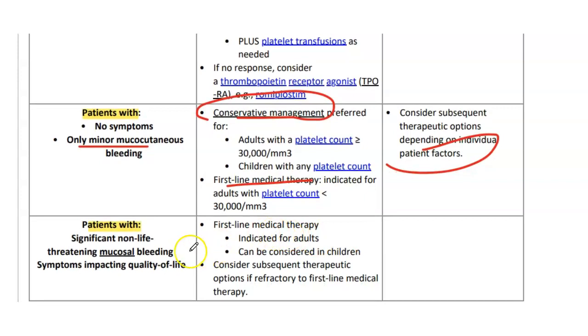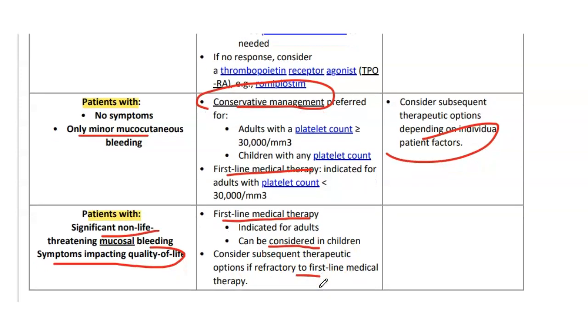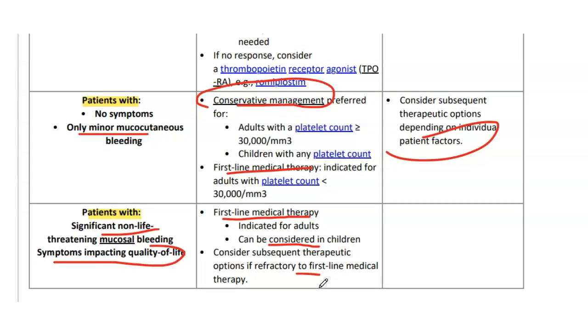Patients with significant but non-life threatening mucosal bleeding and symptoms impacting quality of life: first line medical therapy is considered for adults and can be considered in children as well. Consider subsequent options if refractory to first line medical therapy. So, that's all about immune thrombocytopenia purpura.